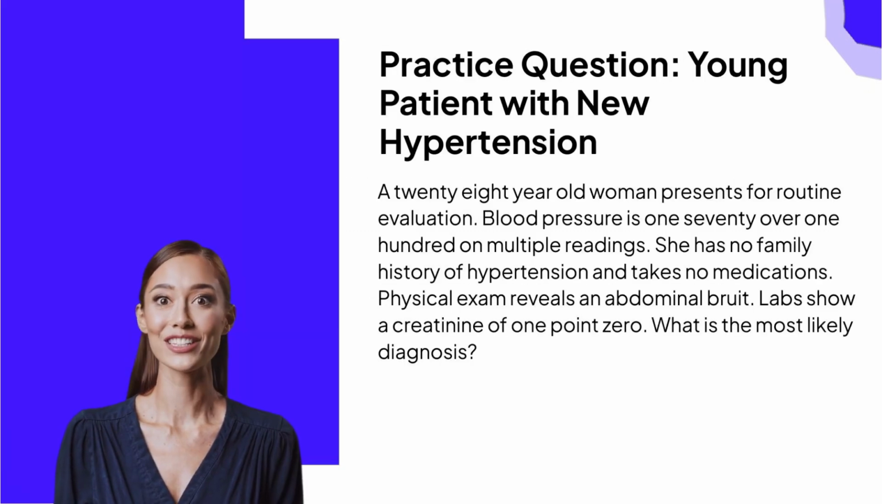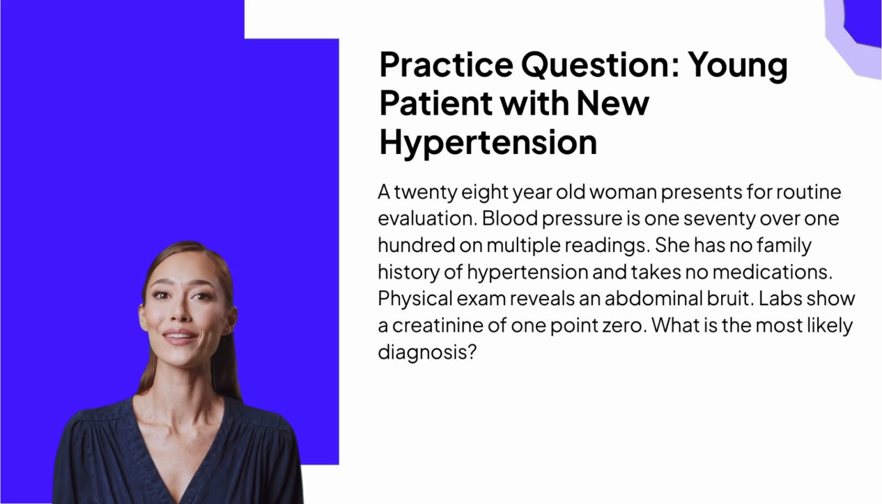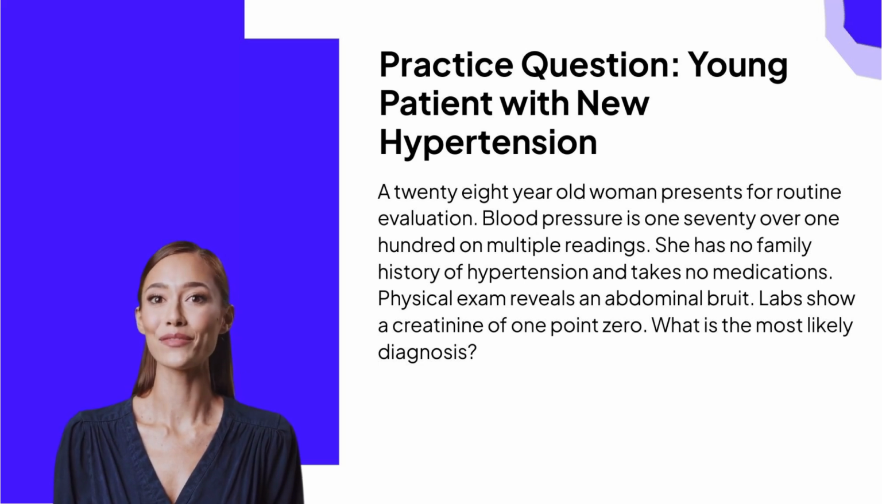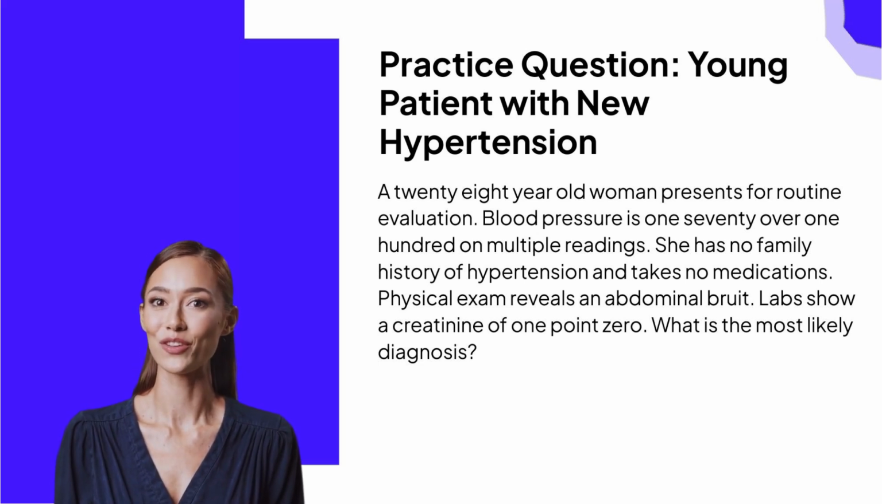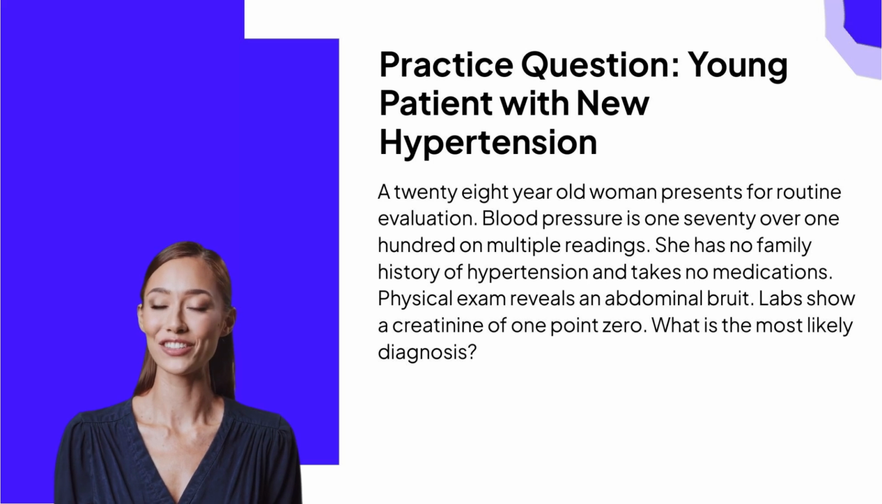Here is our first practice question. A 28-year-old woman presents for routine evaluation. Blood pressure is 170/100 on multiple readings. She has no family history of hypertension and takes no medications. Physical exam reveals an abdominal bruit. Labs show a creatinine of 1.0. What is the most likely diagnosis? Take a moment to think about the red flags here before we break this down.